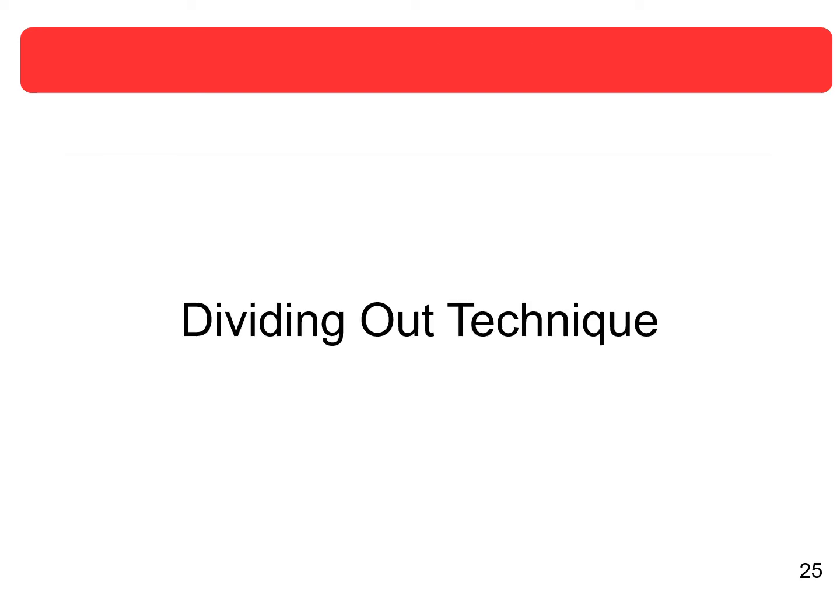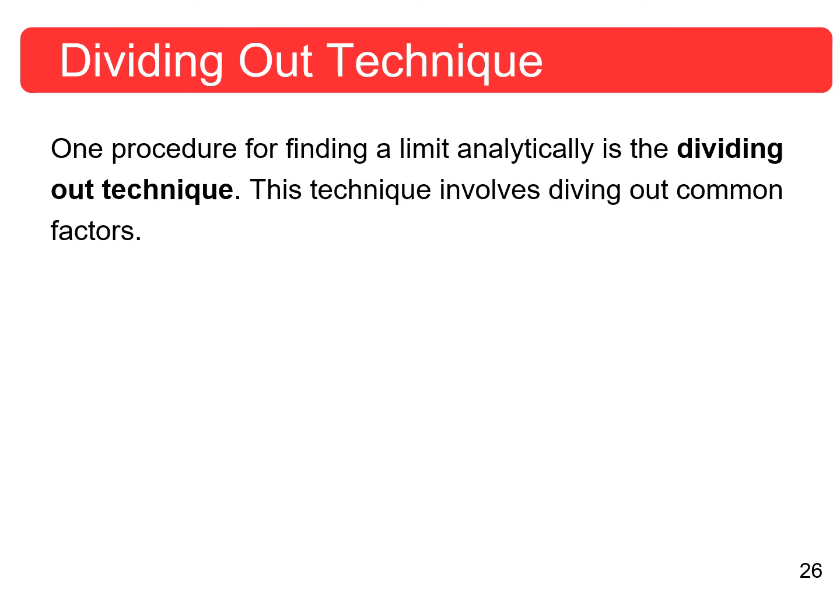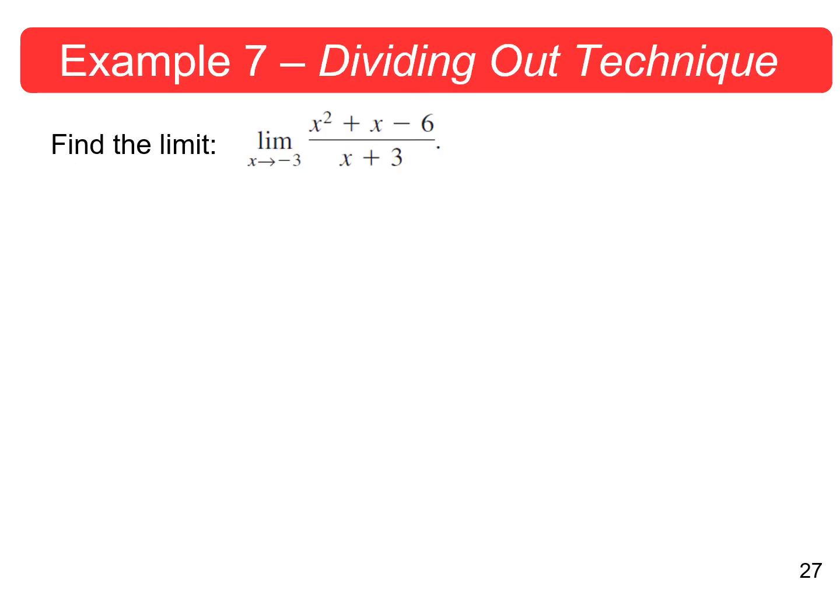If direct substitution won't work in finding the limit, we can use the dividing out technique. This dividing out technique is a technique that involves dividing out common factors. For example, let us consider evaluating the limit of this expression here.